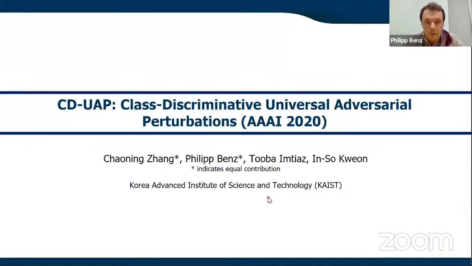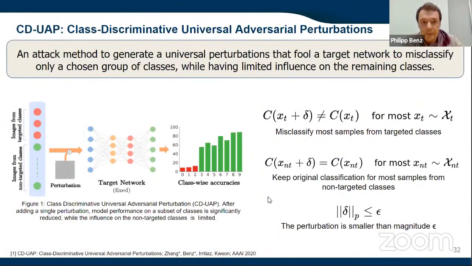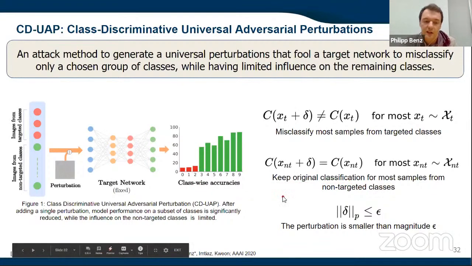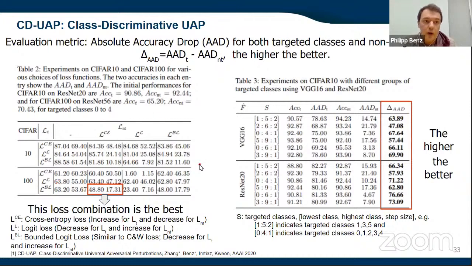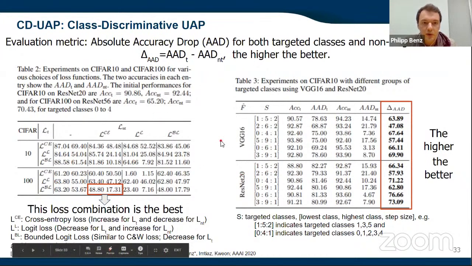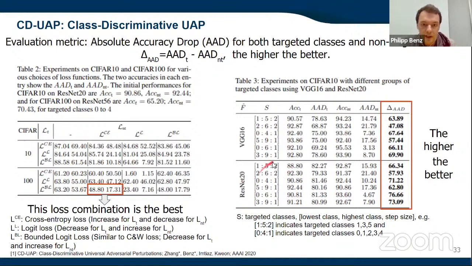Okay, then, let's dive into those class discriminative universal adversarial perturbations. It's very simple. What we're trying to do, instead of attacking all the classes as previously, is we only try to attack a few classes. And we have the objective here on the right, which really did not change much from all our previous objectives. And again, this should be one perturbation only. I'm going very briefly over this paper because we will go more in depth in the next one where we did something quite similar.